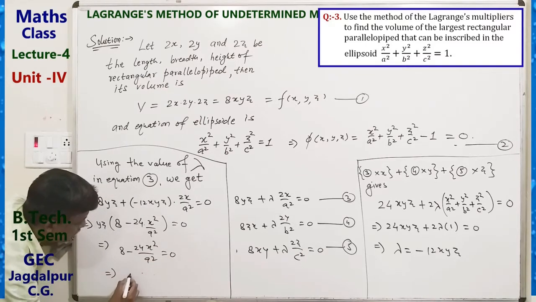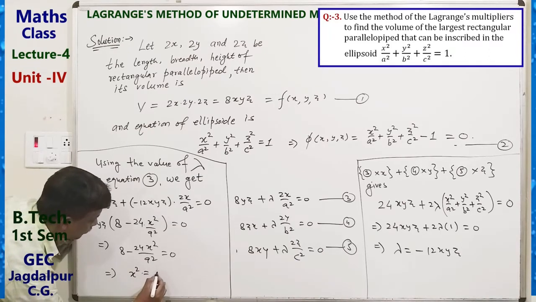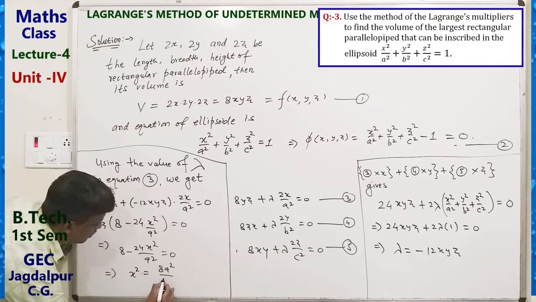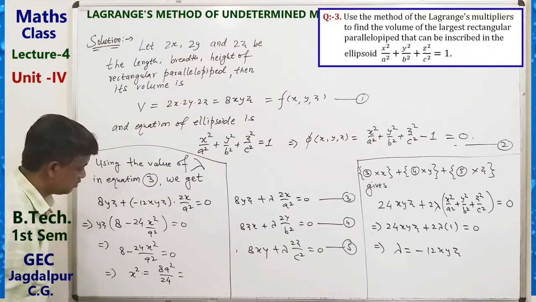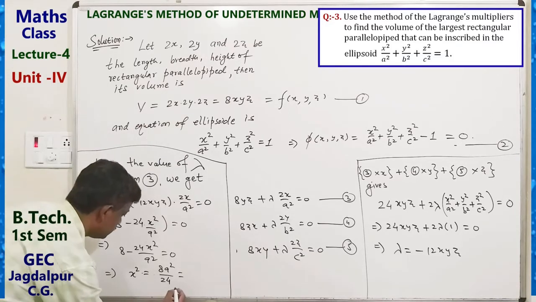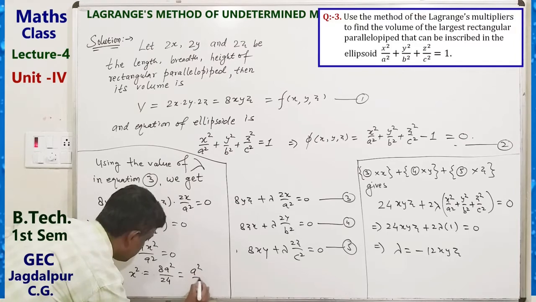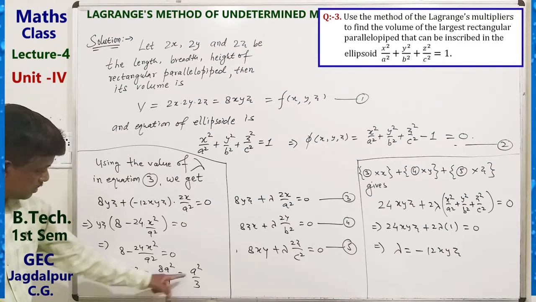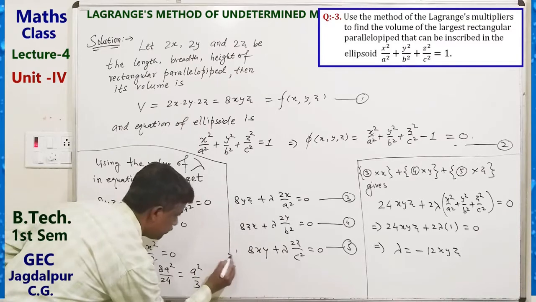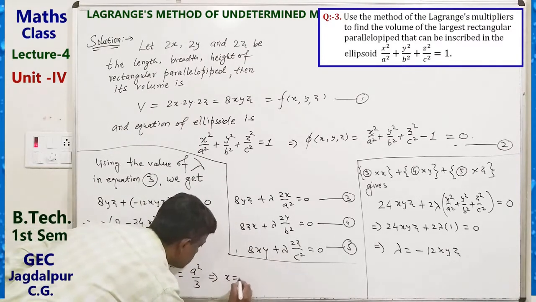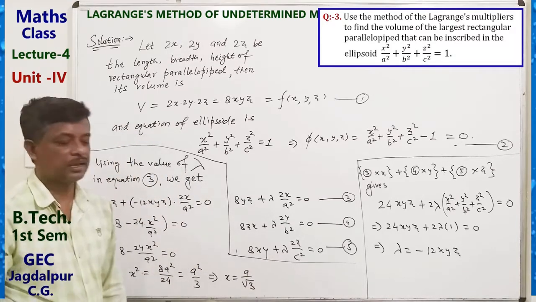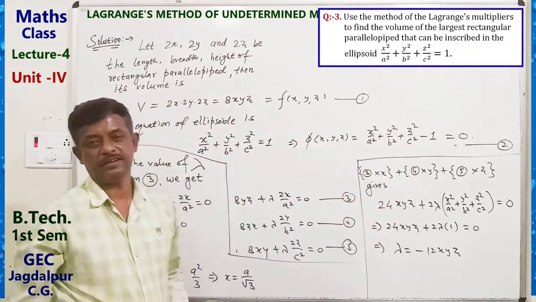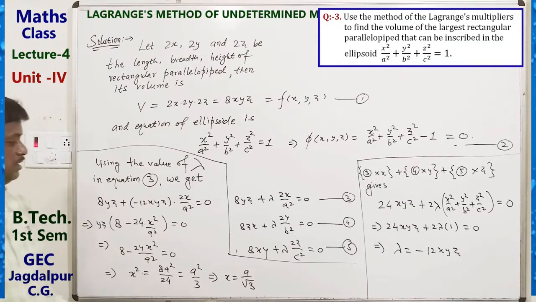From here we see that x square equals to 8a square by 24, equals to a square by 3. So x equals to a by root 3. Clear? x equals to a by root 3.